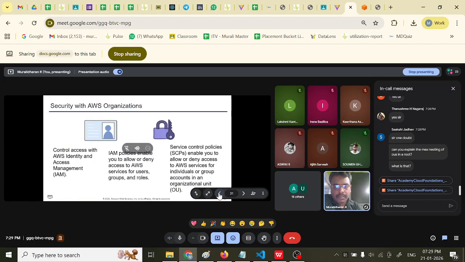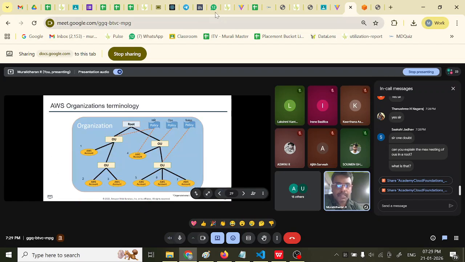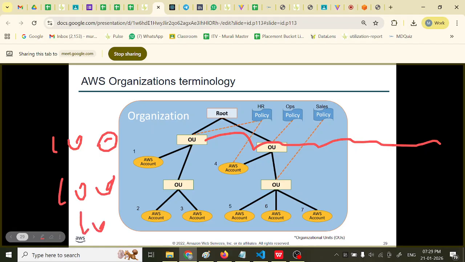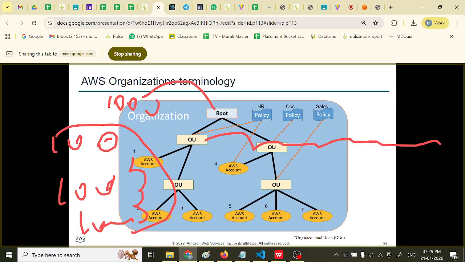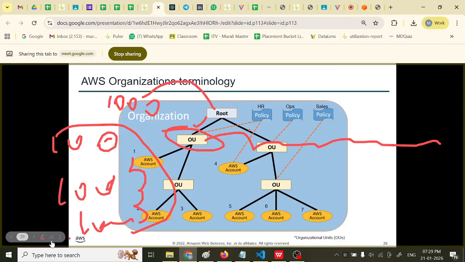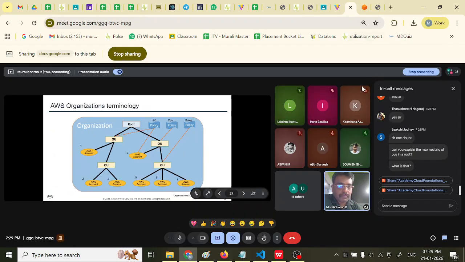Like this diagram is there, na? Yes, here you can create multiple of these levels. Here itself you put 100, and below you put 100, again you put 100. Like this you can do. But overall, the root account will stop when it reaches 1,000 organizational units. Are you getting? Okay.